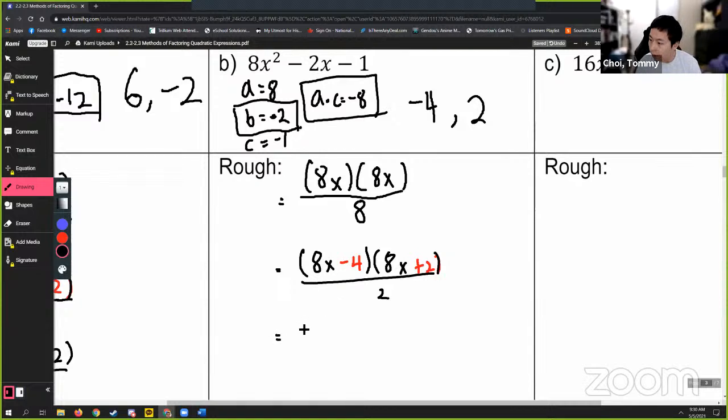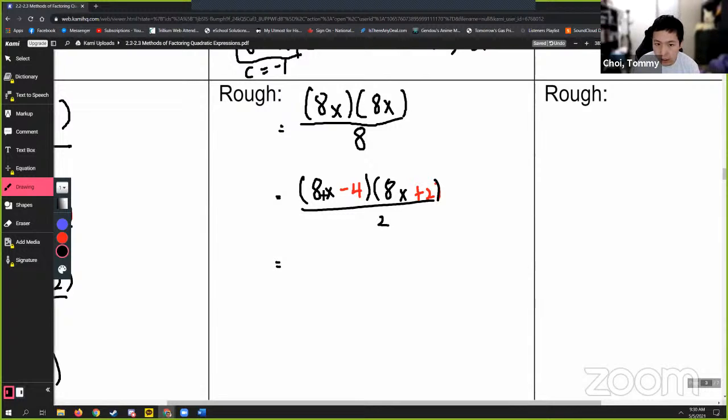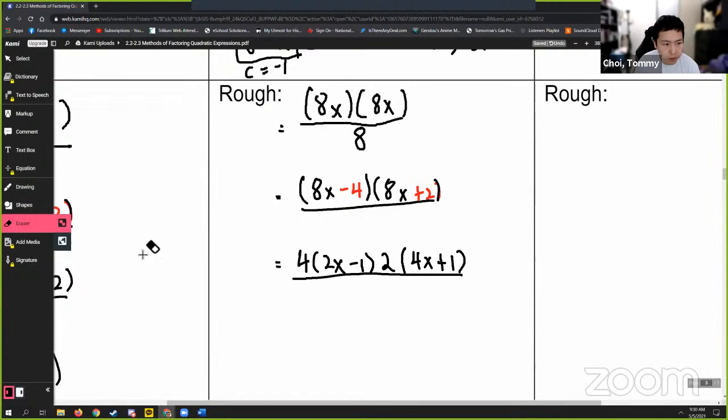And now that we have that, we are now going to common factor each bracket. So in our first bracket here, we can common factor out a 4. That leaves us with 2x minus 1. On the right side, we can factor out a 2, and that leaves us with 4x plus 1 divided by 2. Sorry, why did I write 2 here? It should be 8, sorry. That should be an 8 there. And it divides by 8.